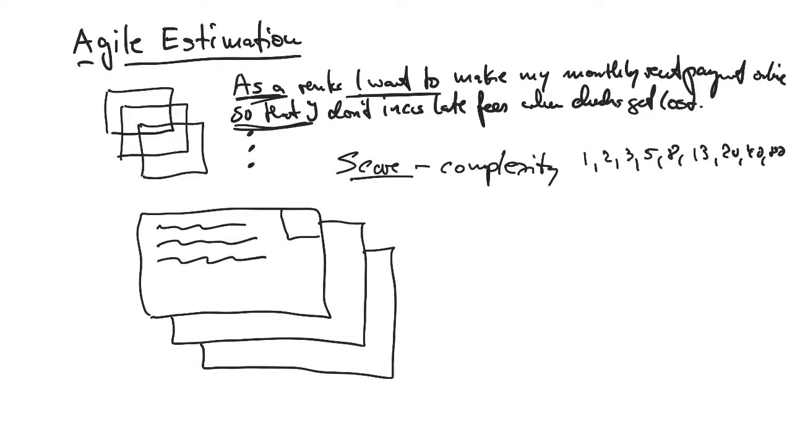Now, how do you run a scoring session that does this? Well, it means that as a development team, you get together. Whoever is on that team and who's going to write code gets together. Scrum Master, Project Manager presents a story to be scored and says, hey, here's the story I want to score. As a renter, I want to make my monthly payment online so that I don't incur late fees when checks get lost. That's what I want to score. How do we do this?